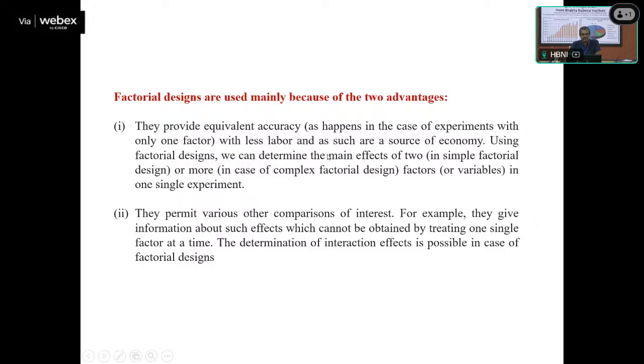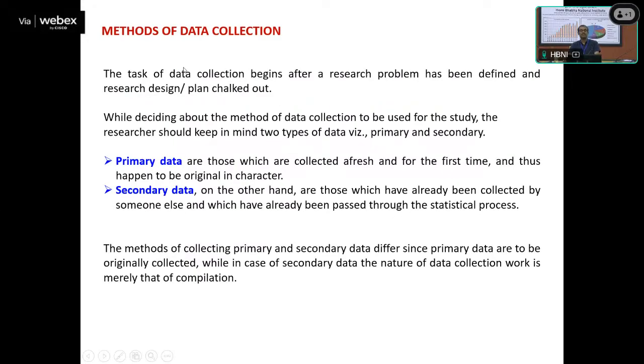Using factorial design, we can determine the main effects of two or more factors in one single experiment. So in one experiment, you can determine so many factors which affect your dependent variable. They permit various other comparisons of interest. For example, they give information about such effects which cannot be obtained by treating one single factor at a time. The determination of interaction effect is possible in case of factorial design. Okay, so we complete the experimental design and move on to methods of data collection.